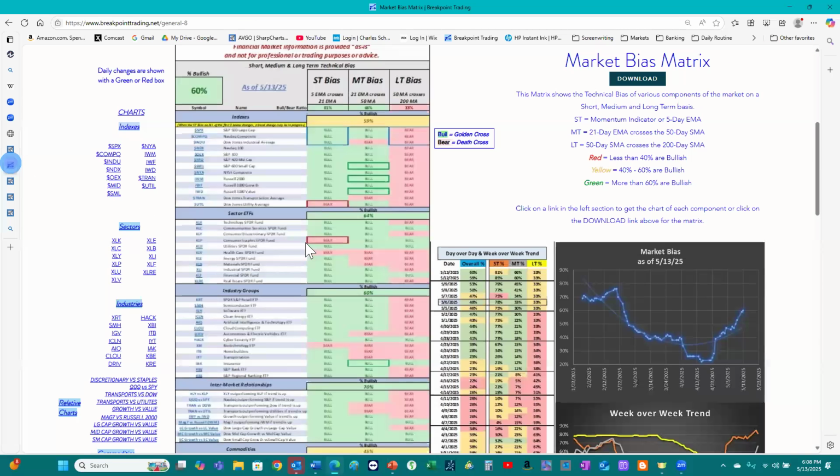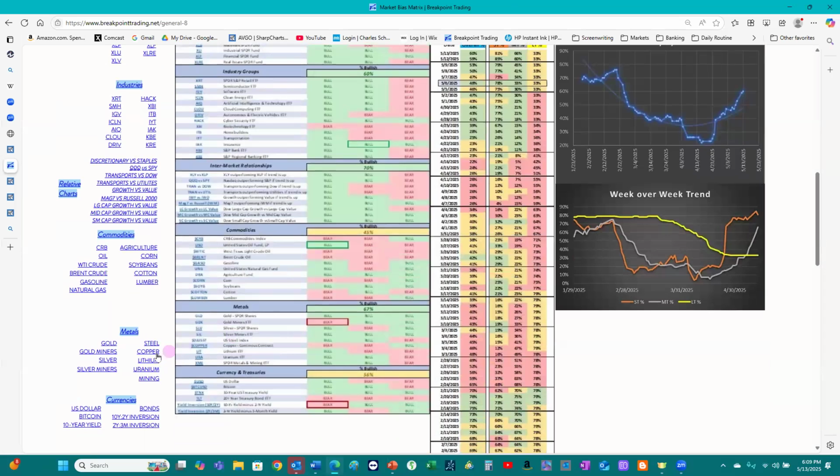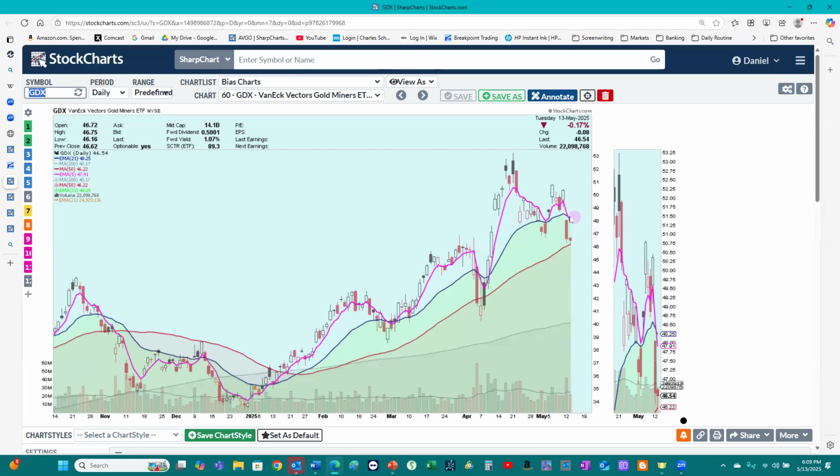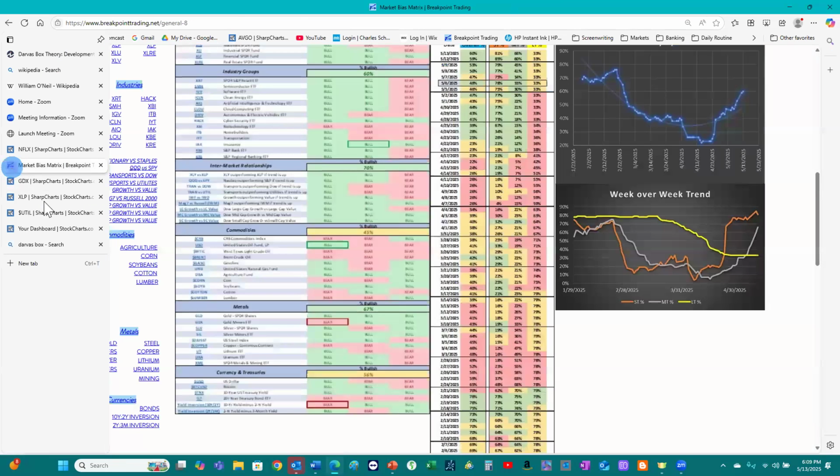If we look at gold miners, gold actually has been coming down quite a bit. So here's gold miners. Also gave a short-term down signal. It almost gave one about a week or so ago, but didn't quite cross. But today it did. So it's sitting right on the 50-day moving average. So miners are starting to go lower.